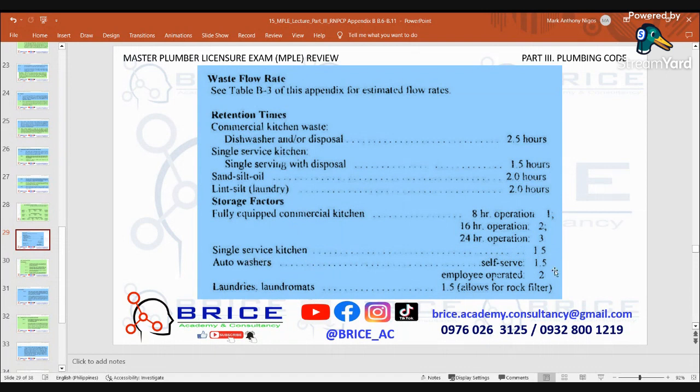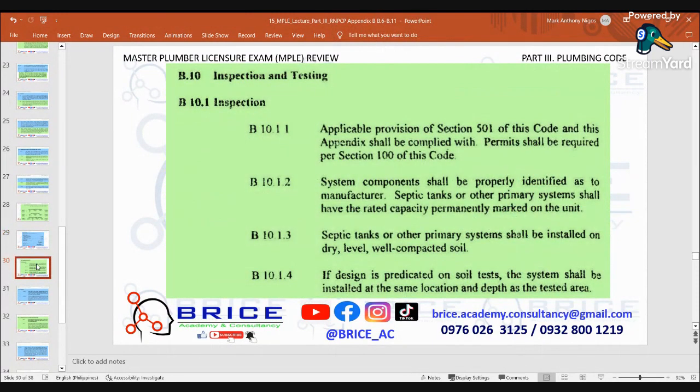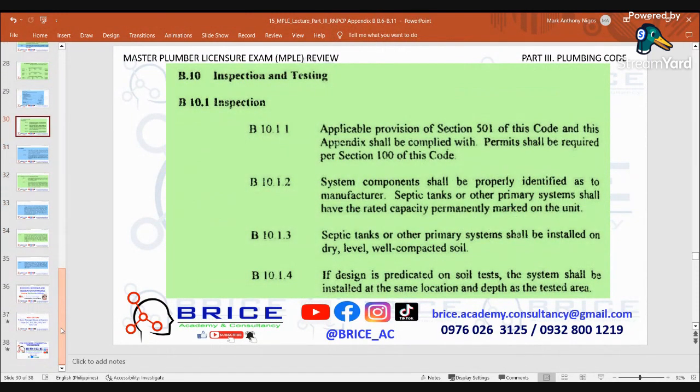Single service kitchen, 1.5. Auto washers, self-serve, 1.5. Employee operated, 2. For laundry or laundromats, 1.5, allows for lint filter. Okay, B.10. Malapit na. Inspection and testing.